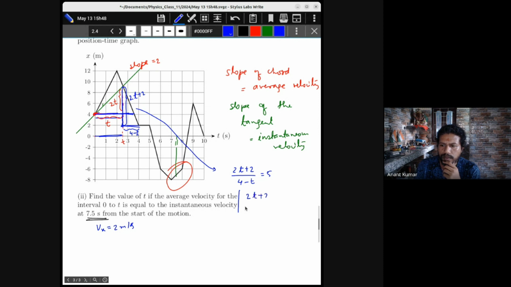2t प्लस 2 इक्वल टू 20 माइनस 5t, ये हो जाएगा 7t इक्वल टू 18, तो t के वैल्यू निकल गया 18/7 सेकेंड. दिस इज व्हाट वी हैव, 18/7 सेकेंड, जहाँ पे ऐसा हो रहा है कि 0 से इस टाइम तक के लिए जो एवरेज वेलोसिटी आएगा वो वही होगा जो कि 7.5 सेकेंड का इंस्टेंटेनियस वेलोसिटी, व्हिच इज 2 मीटर पर सेकेंड.